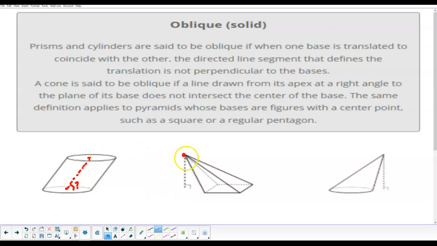If it is a pyramid or a cone, notice what we're actually doing, this is called the altitude. The height of the solid is not inside of the base, and if I were to translate the apex on down, it would be translated by a non-perpendicular line segment. So, a quick way to think of it: if the solid stands straight up, it's right. If it slants a little bit, like a stack of quarters that's being pushed over, that's considered an oblique solid.